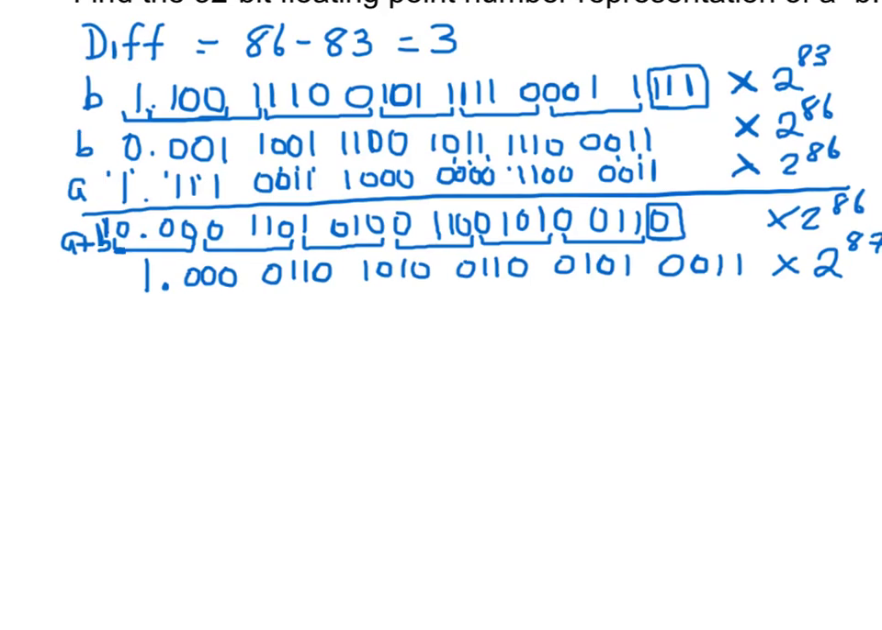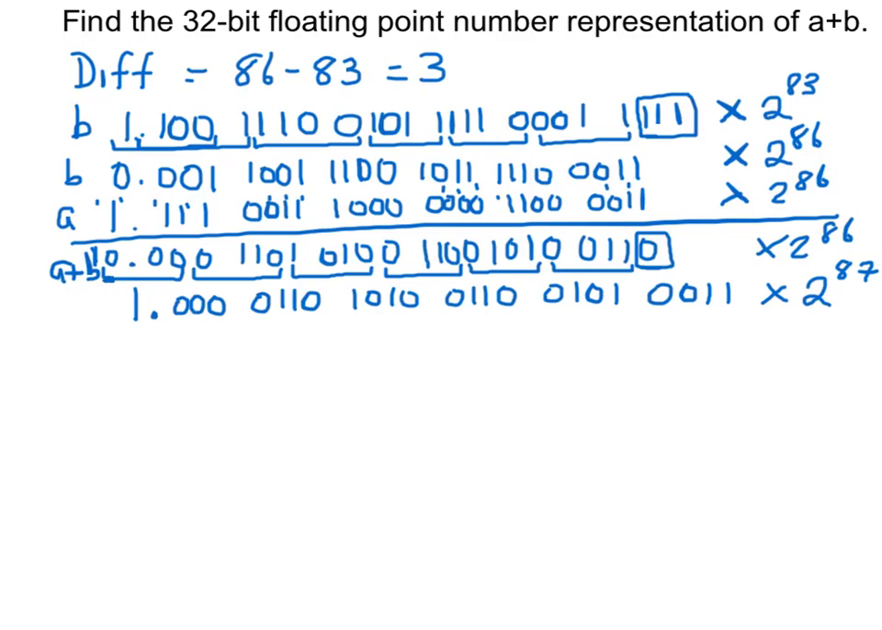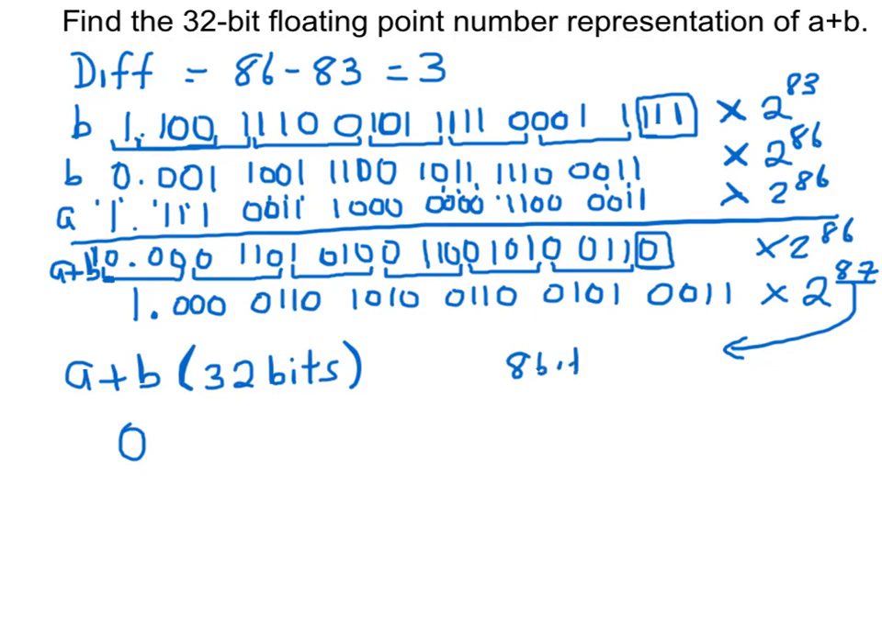Now let me move this page up again just to give me a little bit more space. That should be plenty. So if you write down the 32-bit representation of a plus b, the solution to the problem: remember, it's a positive number, so 0 is the first bit. Now, the next 8 bits form the exponent, and the new exponent is 87. You have to write it in 8-bit binary, just like it was before. So it's 0, 1, 0, 1, 0, 1, 1, 1.